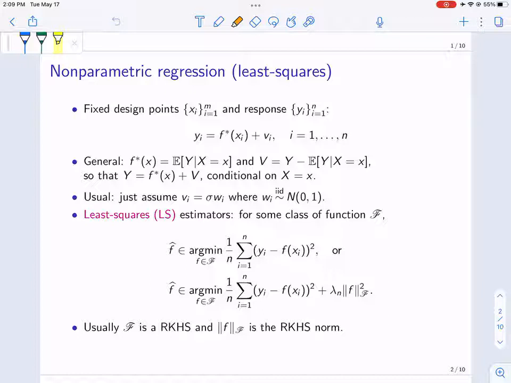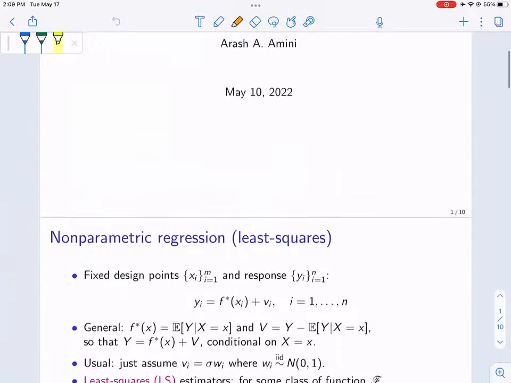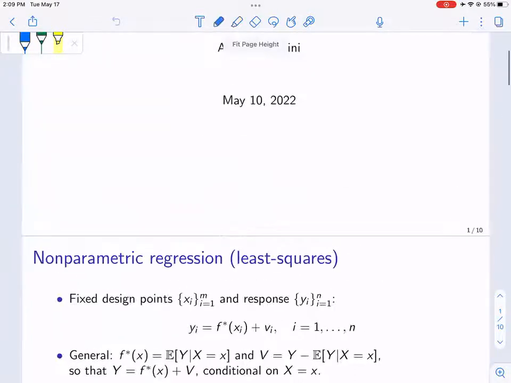So do people know about non-parametric regression? What is non-parametric regression? Any idea? Yeah. Usually it's like your prediction of the expectation of y given x over some function class. Right. Okay.